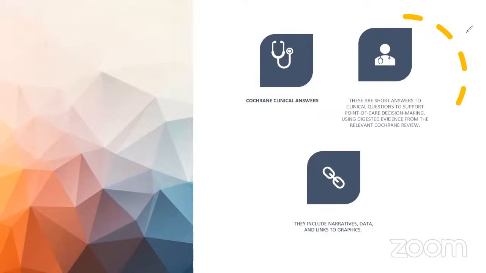Cochrane Clinical Answers is something really important because sometimes you just need to find something really specific, like how do I give the doses of digoxin for this patient? They have these clinical answers that are like shortcuts. These are short answers to clinical questions to support point of care decision making using digested evidence from the relevant Cochrane reviews. And they include, for example, graphics, data and links to other sources to support your quick research. Now I'm gonna share with you guys.